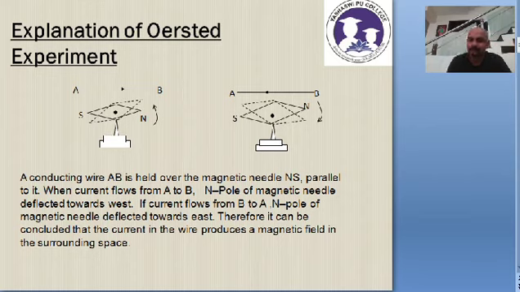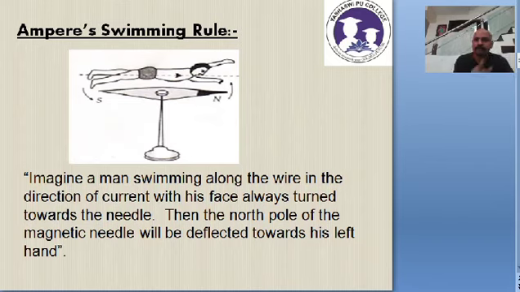So that is to show the experiment, to prove that the magnetic effect or magnetic field is produced due to the current flow in a conductor. When the current flows in a conductor, a magnetic field is produced in the region surrounding the conductor. That's it, very simple. So moving further, this rule, Ampere's swimming rule.